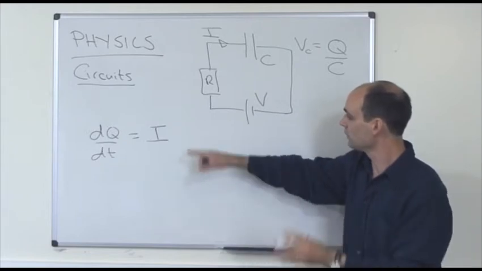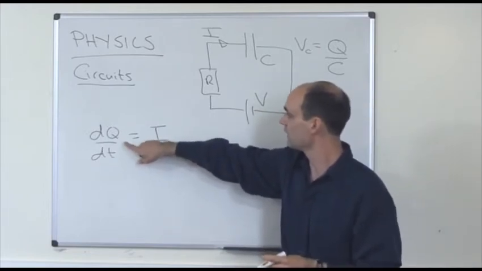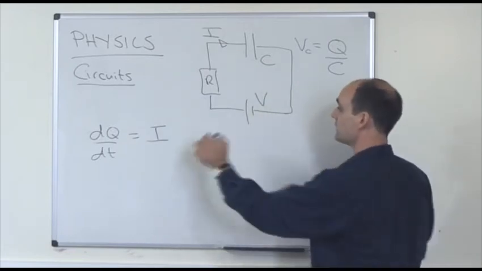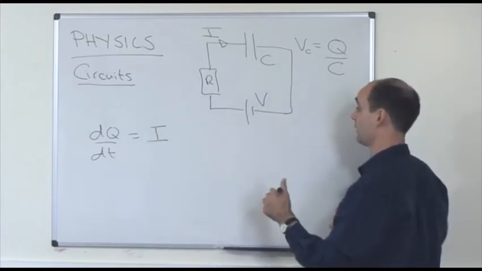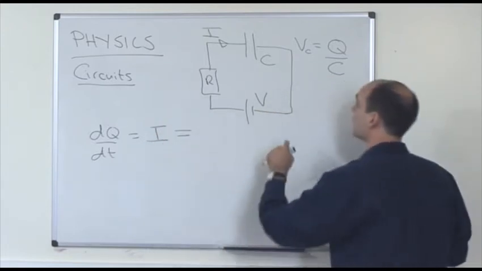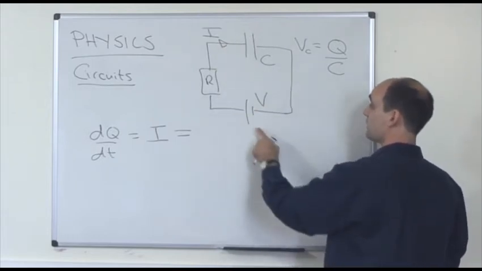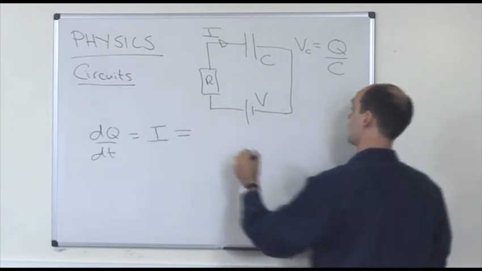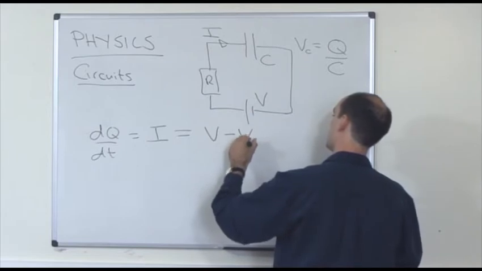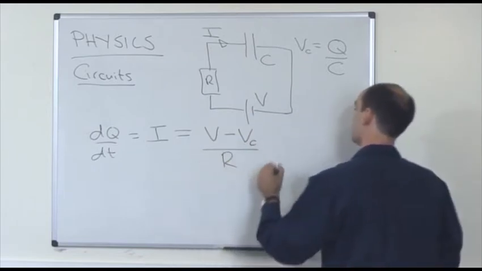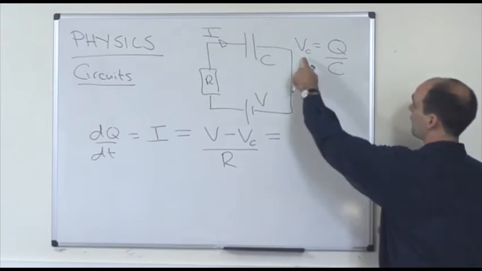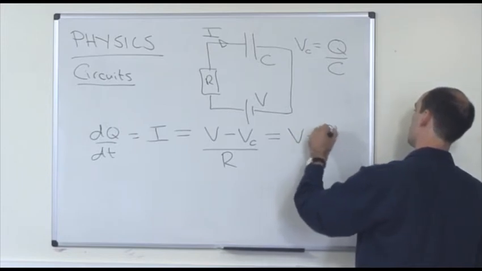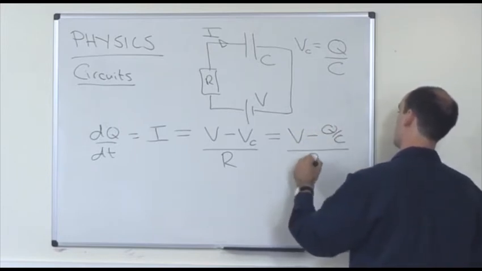Well, that's not yet a full differential equation, because what we'd like to do is relate the rate of change of charge on the capacitor to the charge that is actually on the capacitor. So we need to relate the current to the voltages that are going on in the system. So again, actually the current flowing in the capacitor is just the difference in voltage between the battery and the capacitor divided by the resistance. So that's V minus the voltage in the capacitor, divided by the resistance. And we know that the voltage in the capacitor is just Q divided by C. So that's the voltage in the battery minus Q over C, divided by R.